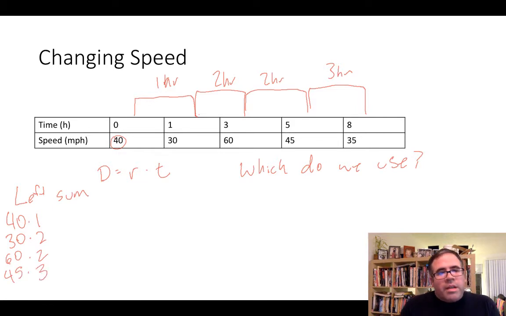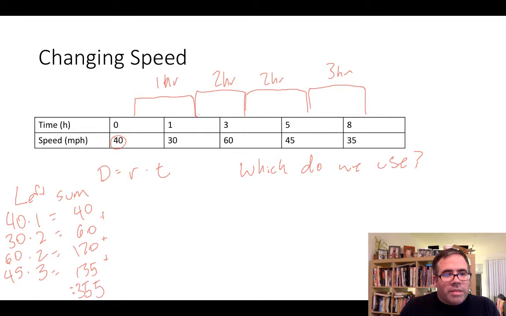So this is the left. And it's called the left sum because when you do each of these, 40, 60, 120, 45 times 3, 90, 135. When you want to find what it is altogether, we add: 100, 220, 355. 355 miles. So that is the left sum.